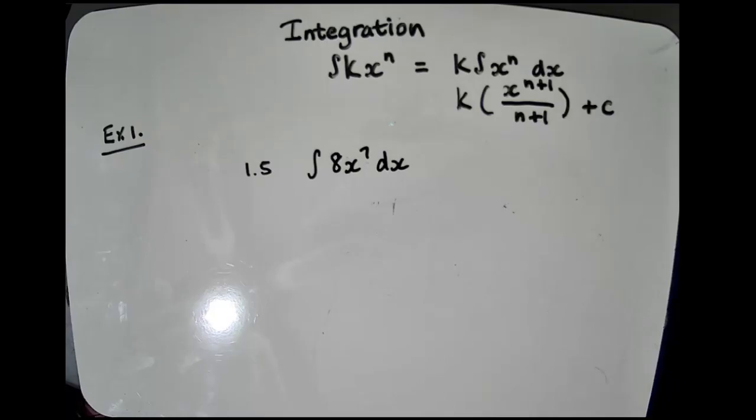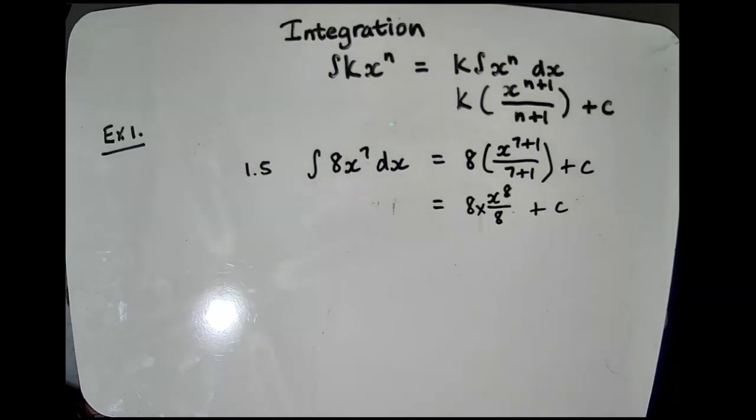1.5. 8x to the 7th. So we'll split it, and then this will be the next step. And so we'll add 1 to the exponent and copy it in the denominator. 7 plus 1 is 8. So it'll be x to the 8 over 8. Now remember that 8 in front means 8 times. So that's 8 over 1. In the denominator, that is divide by 8. Therefore the 8's can cancel, and we'll get x to the 8 plus c.